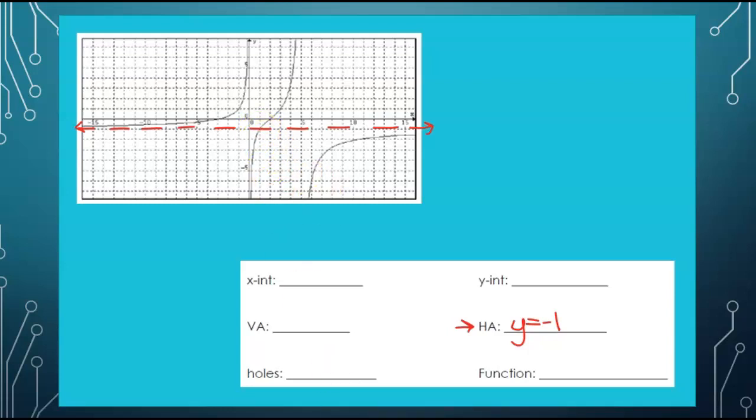Okay, so I'm going to give you a couple minutes or so. I'm going to turn the recording off. I want you to find the y-intercept, x-intercept, vertical asymptote, and holes. Okay, go.